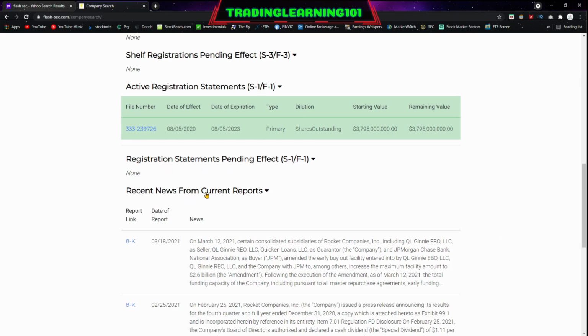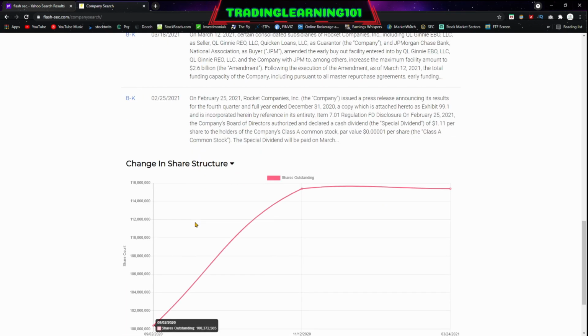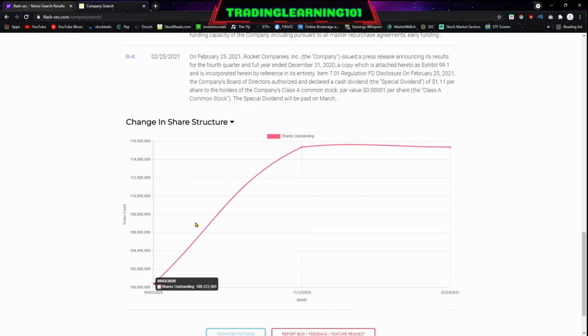Recent news from current reports. And this will tell you the current news that the company has released in recent times. This is a new feature as well that they just added. They added this chart with a graph to show you the change in the share structure over time. You could see at one point they were diluting the stock, and then it went sideways.